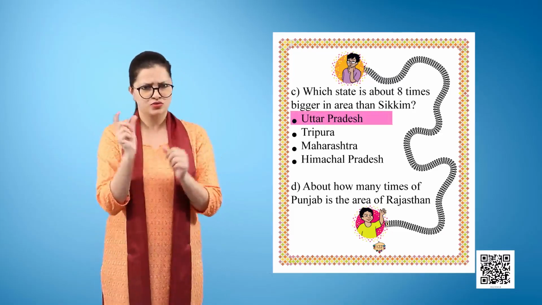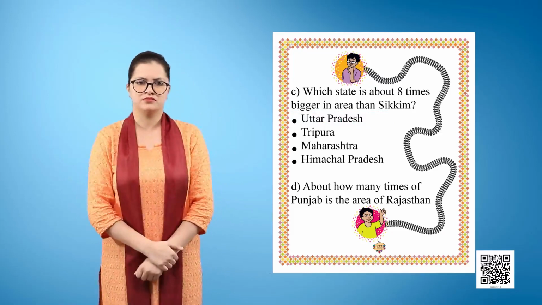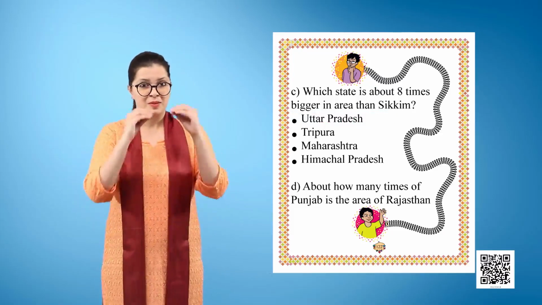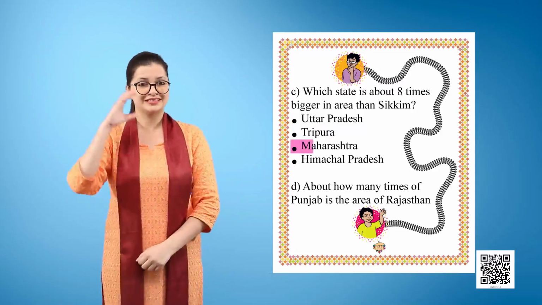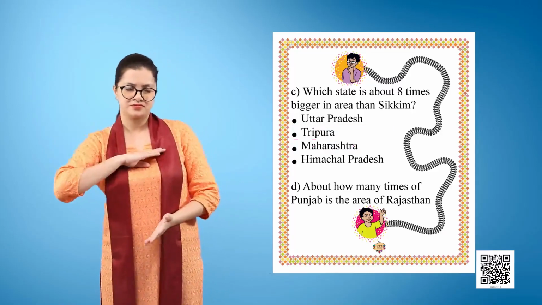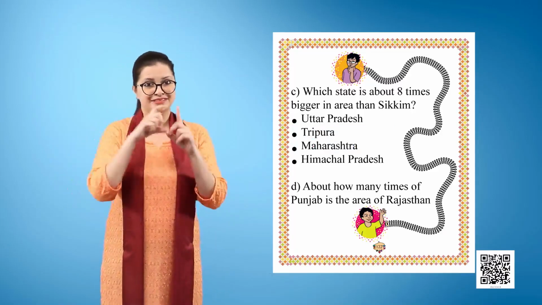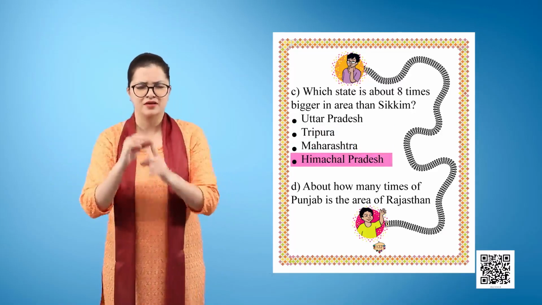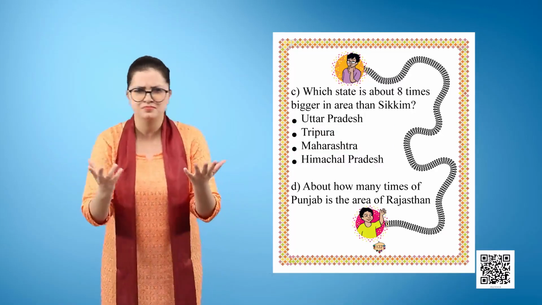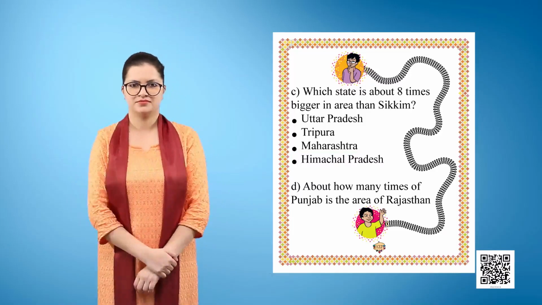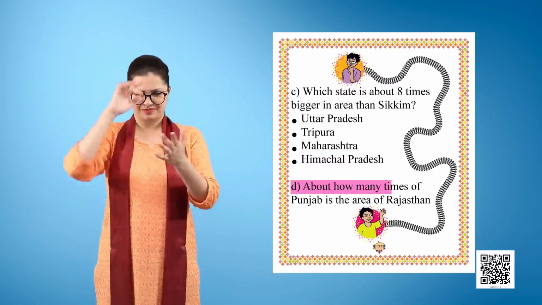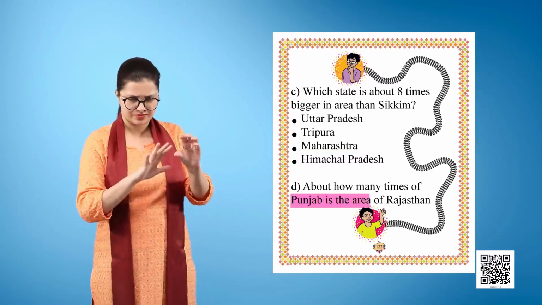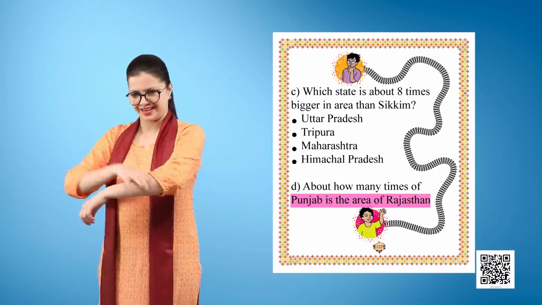Uttar Pradesh, Tripura, Maharashtra, Himachal Pradesh. D. About how many times of Punjab is the area of Rajasthan?